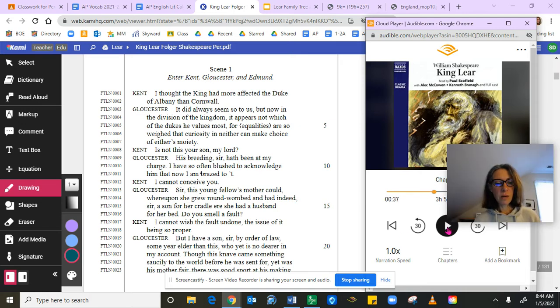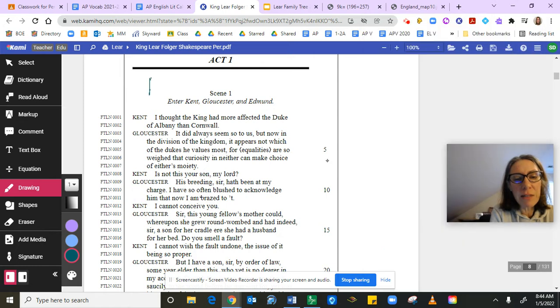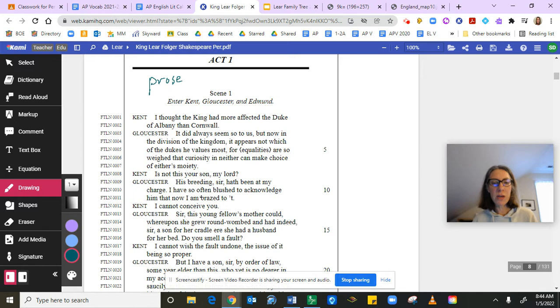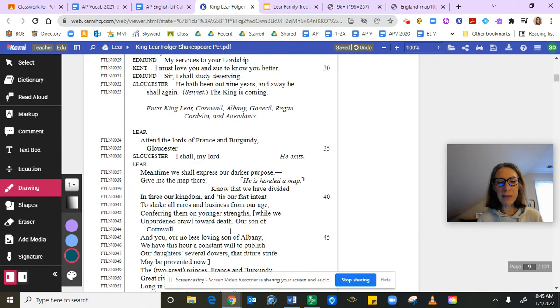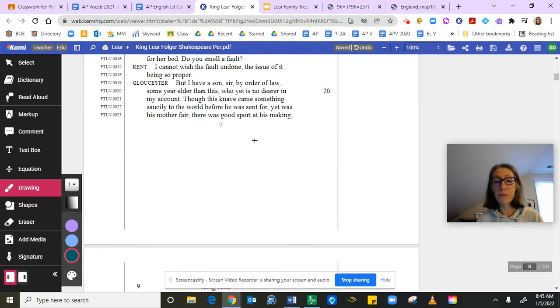I cannot. Okay, so a couple notes. First of all, it's important that this is in prose. We talked a lot about iambic pentameter when we were doing sonnets, and a large part of Shakespeare's plays are written in iambic pentameter, but this is prose. If you look ahead to where the king first comes in on the next page, that is where the iambic pentameter, the verse, begins. So it's prose or verse.